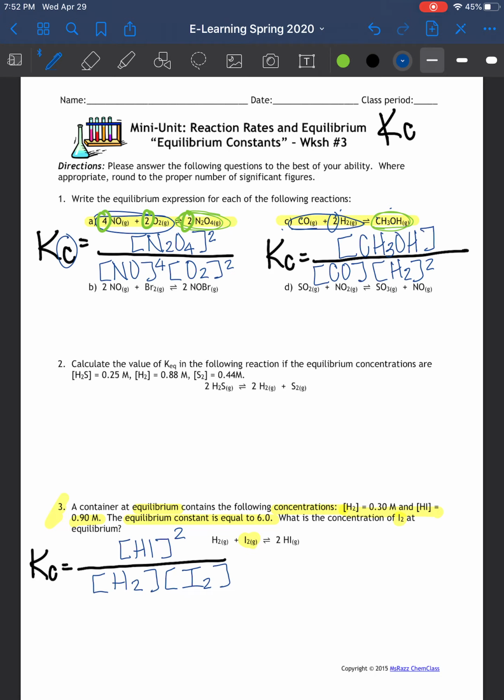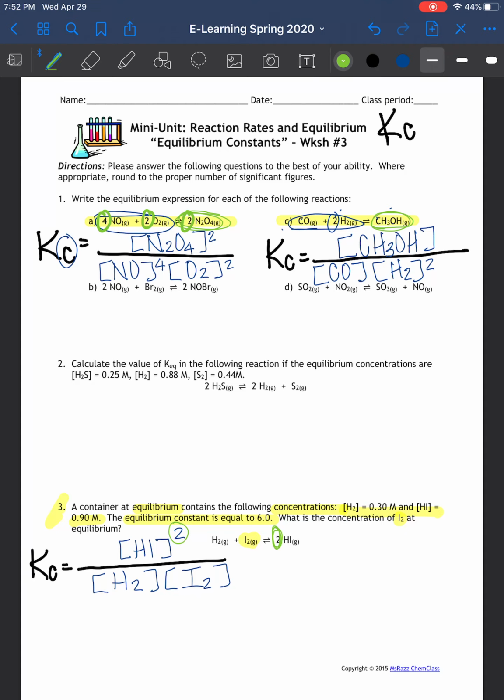So one thing I do want you to know, students, don't get confused with coefficients versus subscripts. Coefficients are these big numbers in front. That is what becomes your exponent. The subscript is part of the chemical equation. So H2, that subscript telling us we have 2 atoms of hydrogen. So do not forget to be writing those.